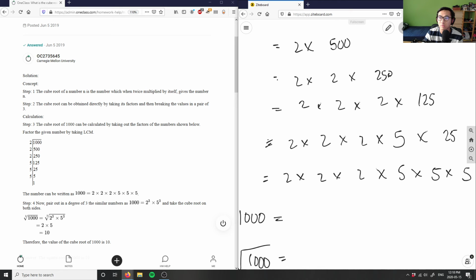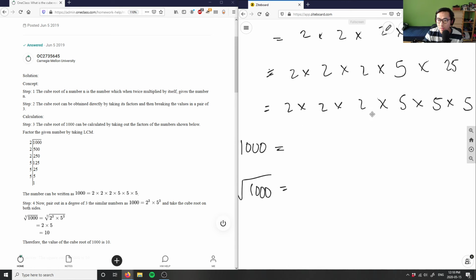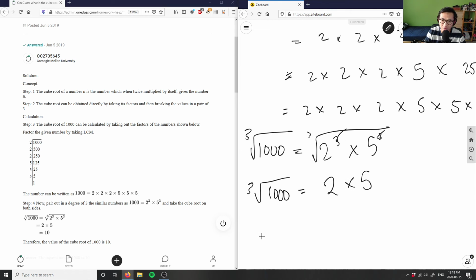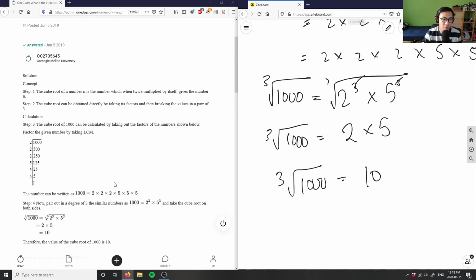So basically, they're taking the prime factors here, and then I have 1,000 equals all of this stuff here, right? So I have 2 to the cubed times 5 to the cubed, and then if I cube root both sides, I'm going to cancel these guys here, which will be 2 times 5. So the cube root of 1,000 here is 2 times 5, which is equal to 10. So therefore, 10 here is the answer, and again, 10 here is the answer as well. So the solution here is correct.